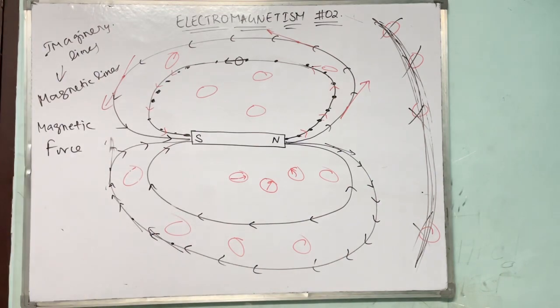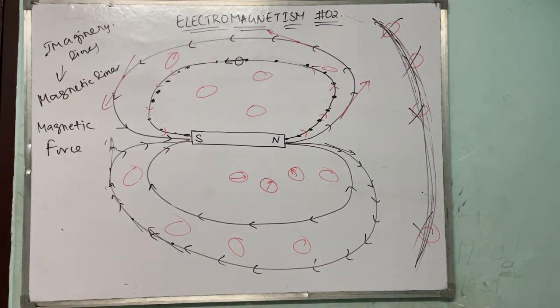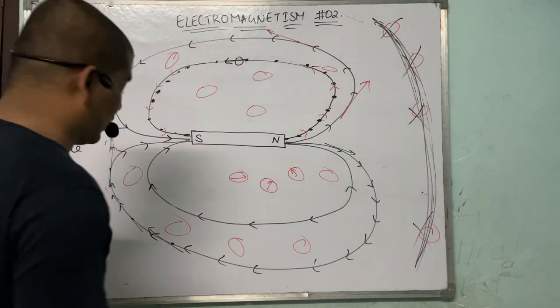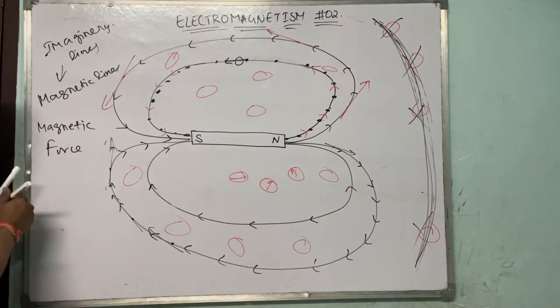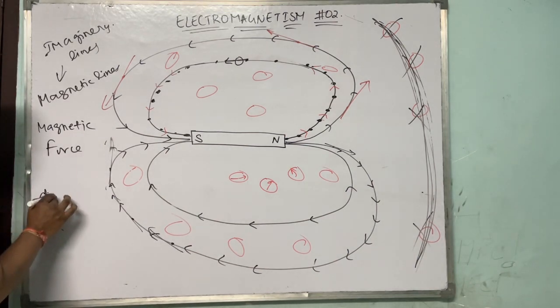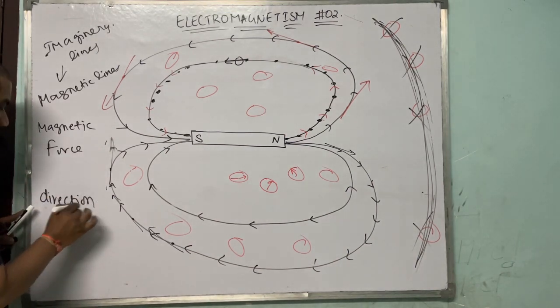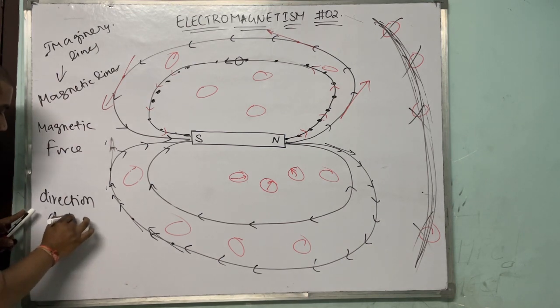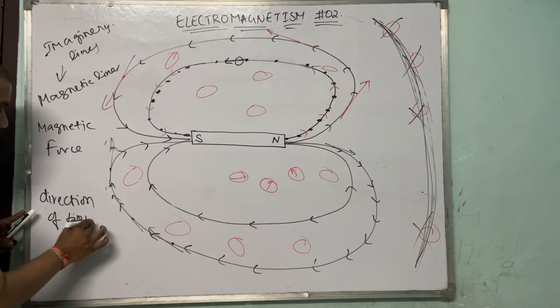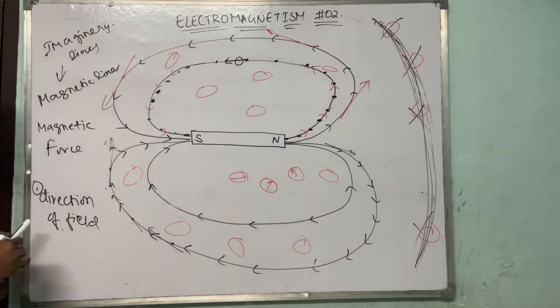Right? So the direction of the field is nothing but its direction. It's in the direction of the tangent. Clear with this? That means the direction of the field is one of the important characteristics.